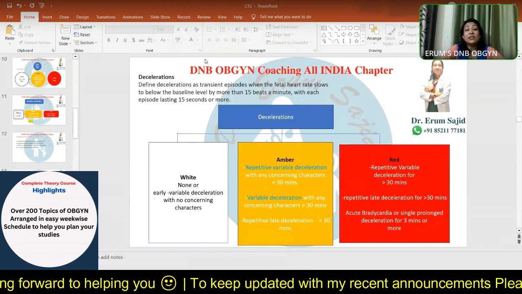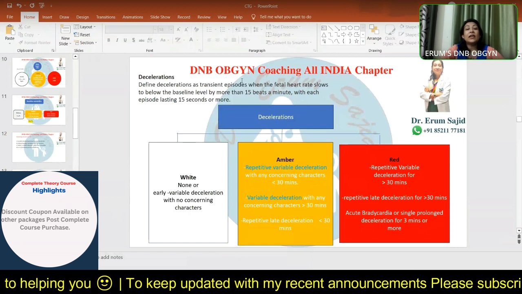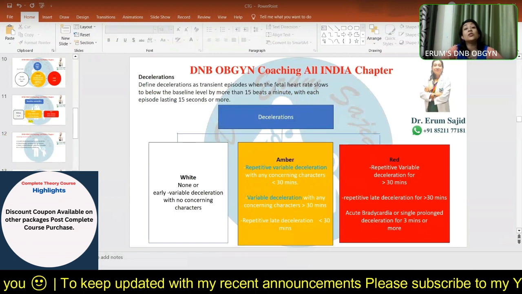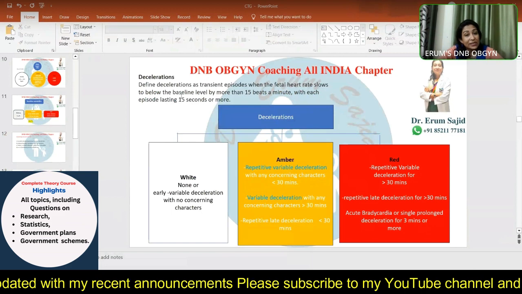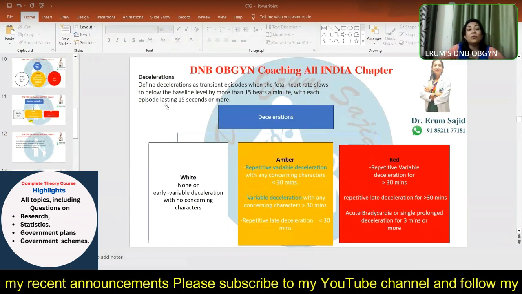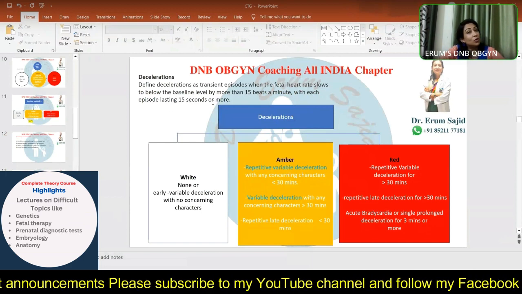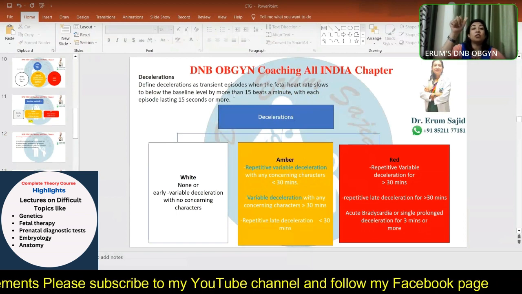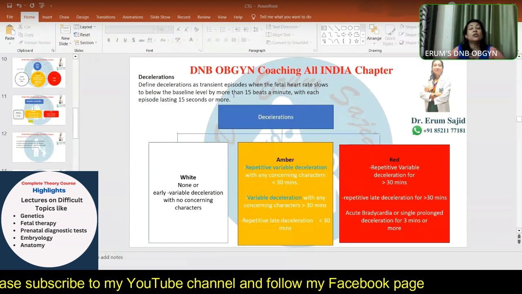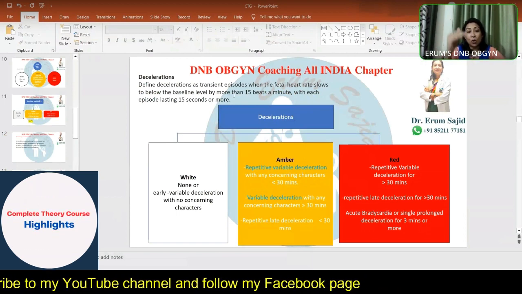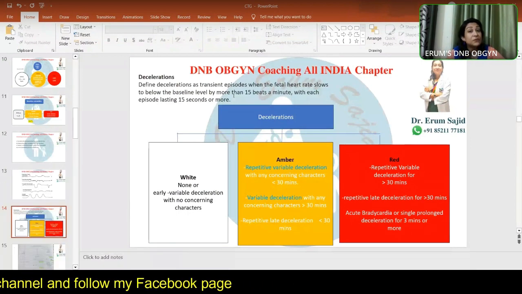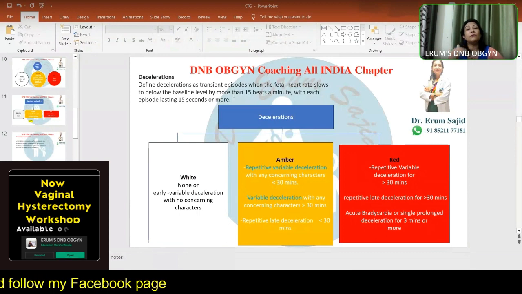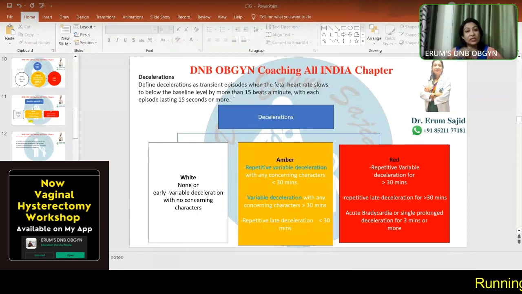Anyways, let me define decelerations over here. They're transient episodes where the fetal heart slows down below the baseline. And how far below the baseline? 15 beats per minute, with each lasting for 15 seconds. Remember just two things: 15 beats, 15 seconds. So it goes below by at least 15 beats for at least 15 seconds or more. Such a dip will not be counted. All these dips are not counted.